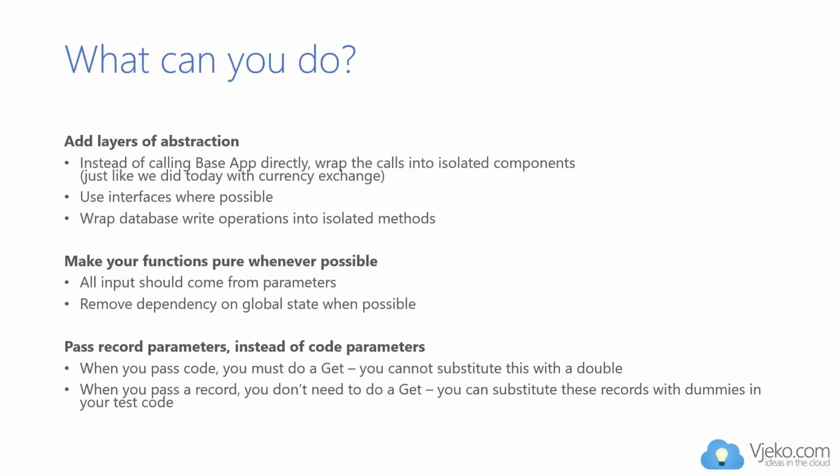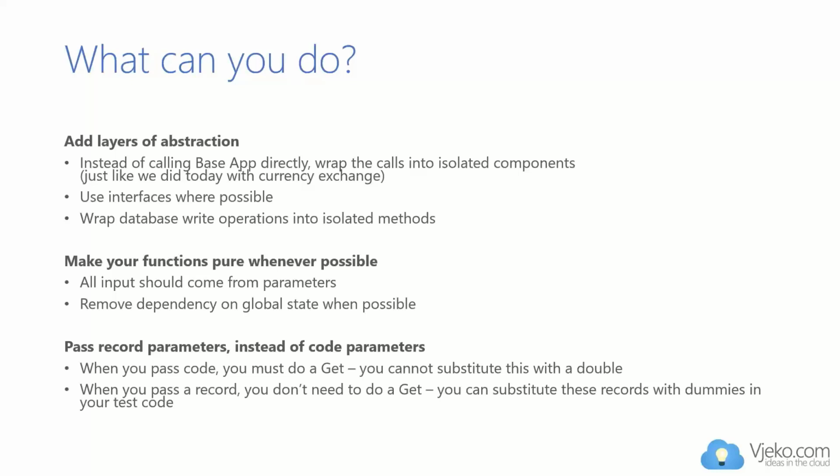So use interfaces where possible. Wrap database write operations into isolated methods if at all possible. Especially put them behind interfaces, and then you will easily be able to mock them or fake them or double them in any conceivable way, depending on what your test requires. Also, make your functions pure whenever possible. Pure functions are easy to test. Impure functions are difficult to test.